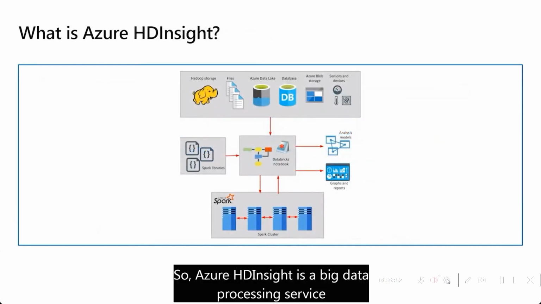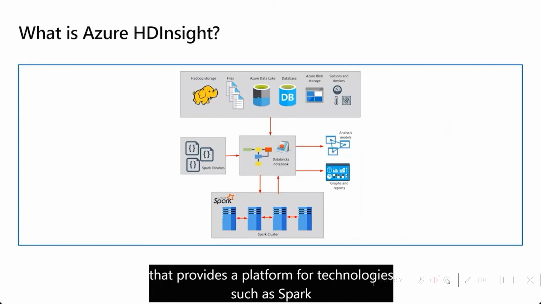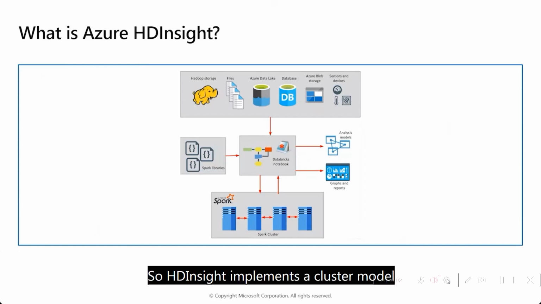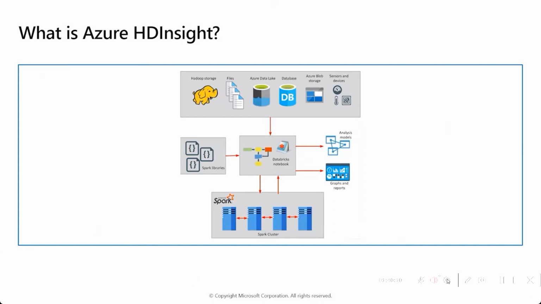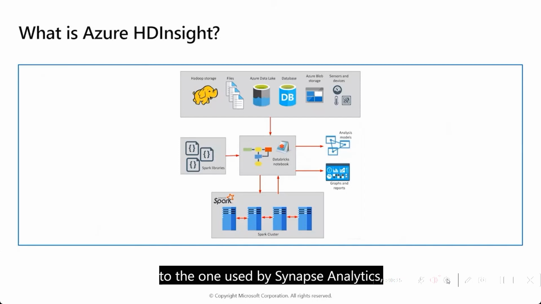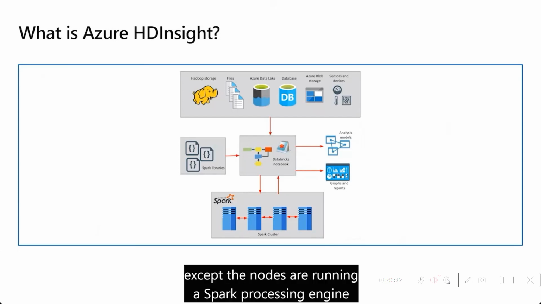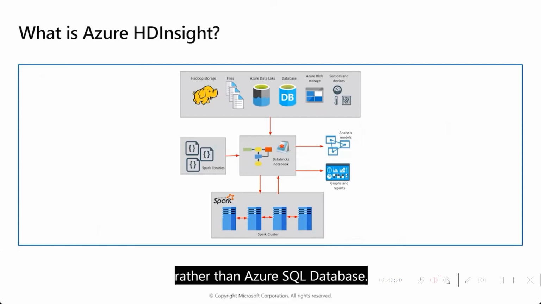So Azure HDInsight is a big data processing service that provides a platform for technologies such as Spark in an Azure environment. HDInsight implements a cluster model that distributes processing across a set of computers. This model is similar to the one used by Synapse Analytics, except the nodes are running the Spark processing engine rather than Azure SQL Database. So you can use Azure HDInsight in conjunction with Azure Synapse Analytics.